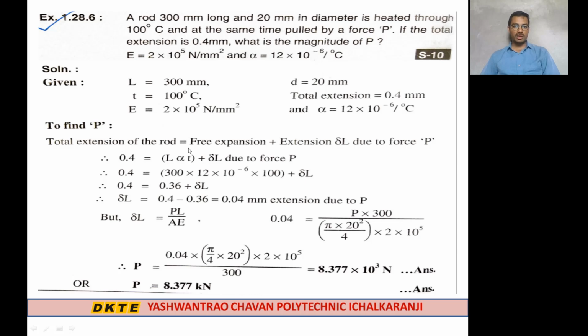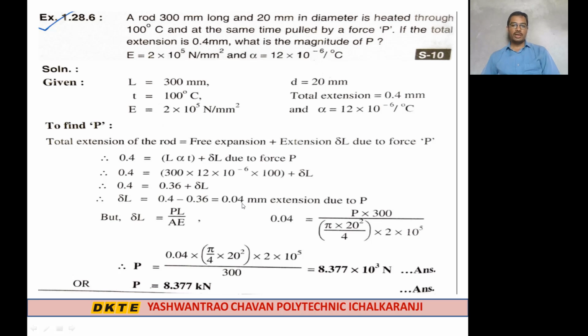Total extension of the rod is equal to extension due to free expansion plus extension due to force P. The equation of free expansion is L alpha T. Delta L is due to force P. 0.4 is the total extension. L alpha T we will get 0.36. Therefore, we will get DL is equal to 0.4 minus 0.36, that is 0.04. This 0.04 is due to load.